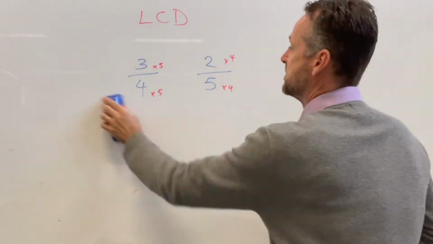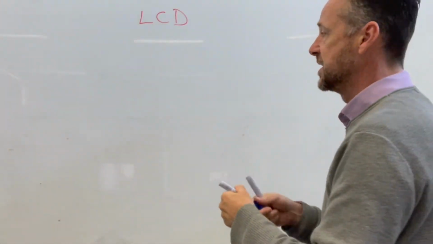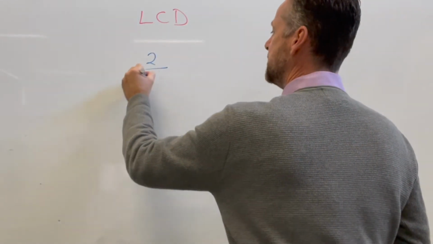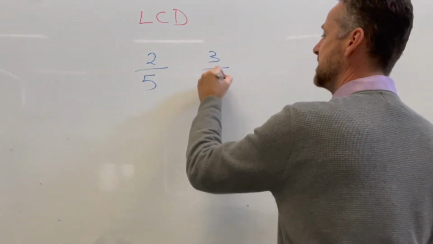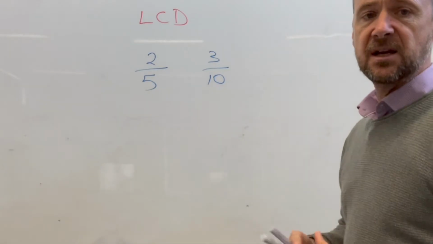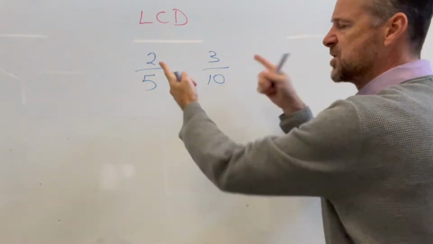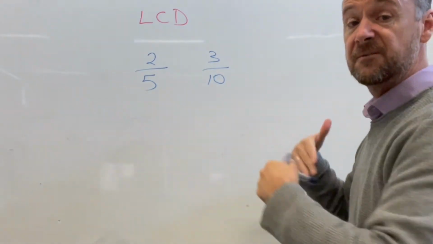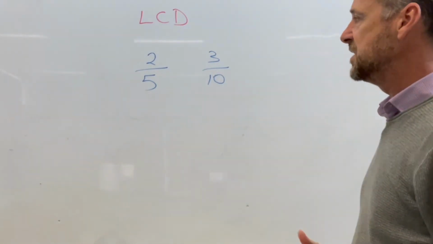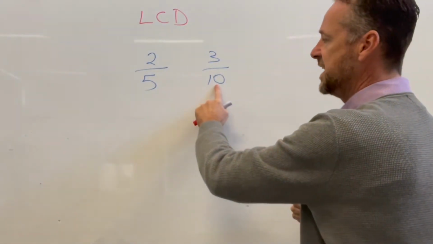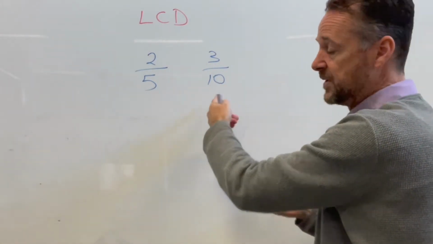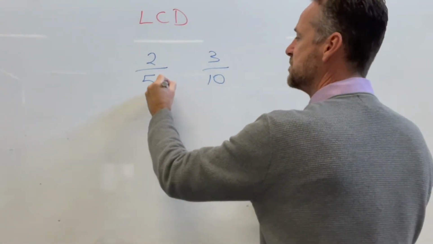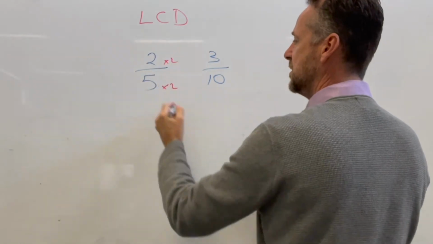Now, let's have a look at some examples where we don't just multiply the denominators by each other. So for example, 2/5 and 3/10, okay? So here, if we just multiply the denominators, we end up with a common denominator of 50, okay? But we don't need to, because we know that 5 goes into 10, and we know that 10 goes into 10. So in actual fact, we can just multiply that one by 2, okay?